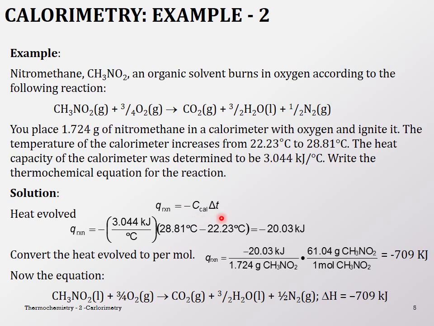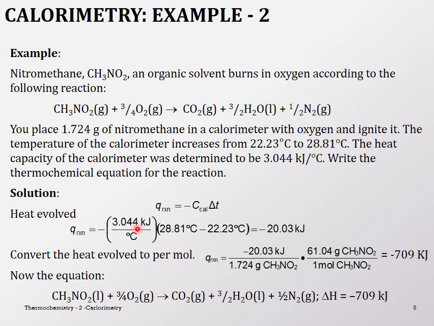So then the calorimeter here is going to be, this is the specific heat for it, the change in the temperature, 28.81 minus 22.23. So that means this is the kilojoules that was actually evolved during the reaction. So now what you have to do is to find out how much heat was involved per mole, because when you're asked for a thermochemical equation, you have to write everything per mole. Okay, and so in that case, you have to find per mole of anything.